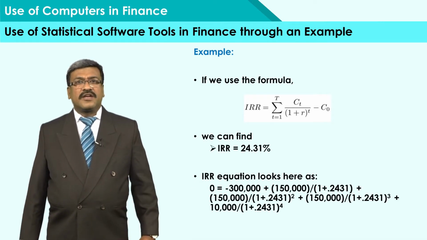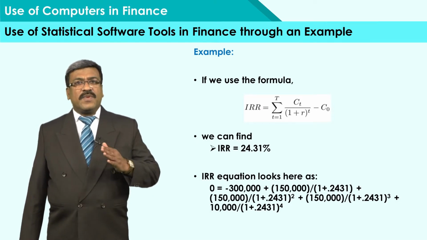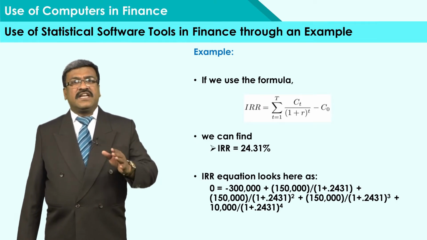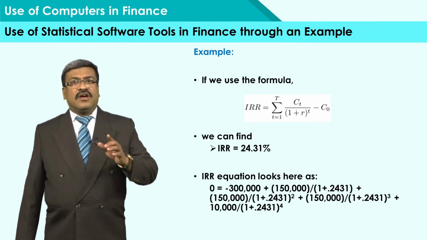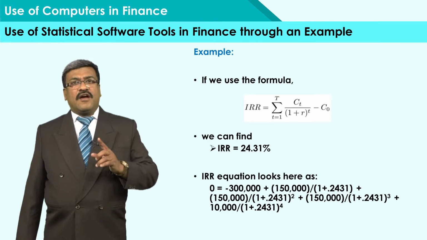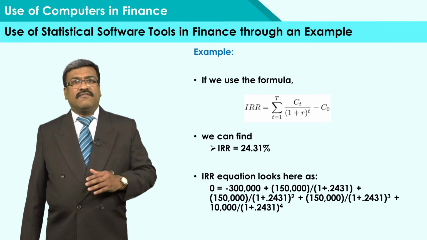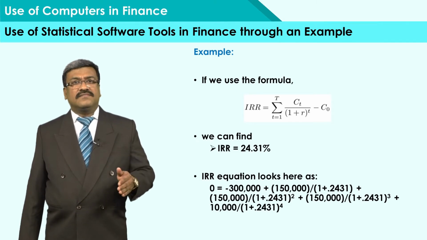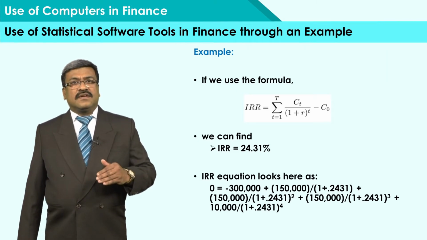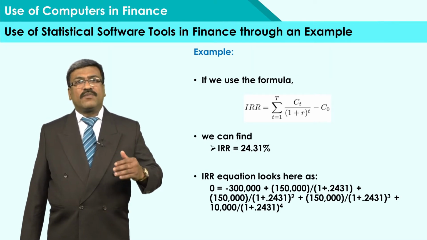It is calculated by the formula: IRR is equal to summation of CT divided by (1 plus R) to the power T, minus C0. If we use this formula, we can find the internal rate of return. That is, the value we get for IRR is 24.31%.